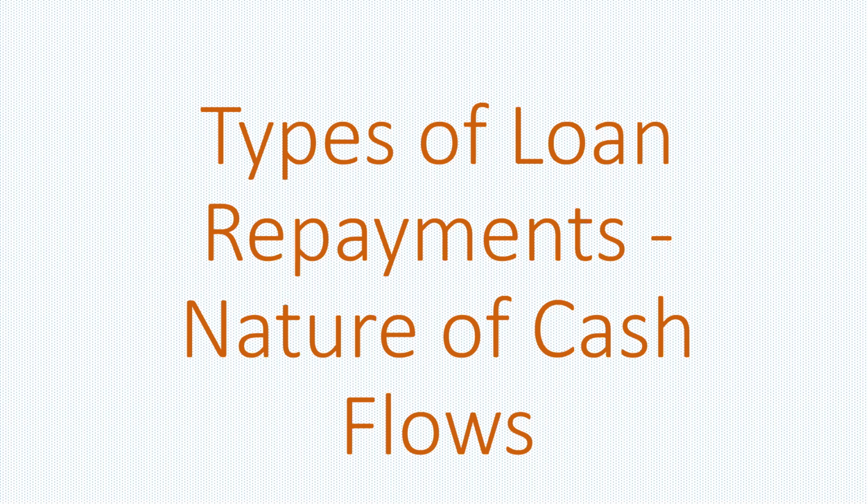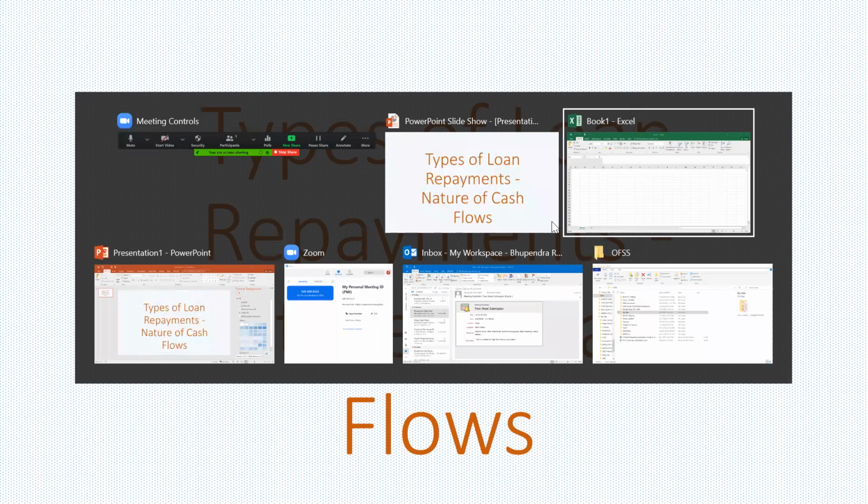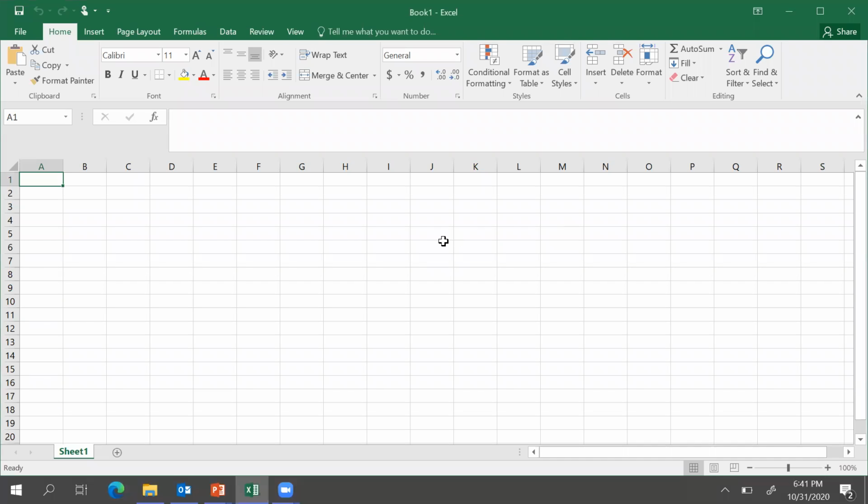So whatever is the cash flow, what is the component of that installment? What component is principal and what component is interest? So we will start by looking at the various calculations, the various types of loan repayments. Okay, so the first type of loan repayments that we are going to discuss is the equal principal.